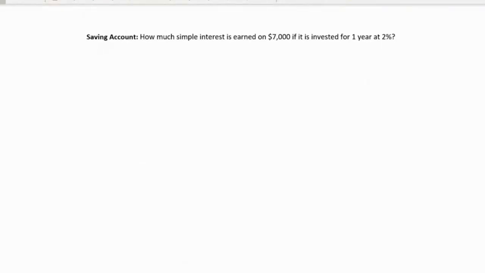We're given another savings account example. How much simple interest is earned on $7,000 if it is invested at 1 year at 2%? So again, we're going to use the simple interest formula. I is equal to the principal times the rate times the time.